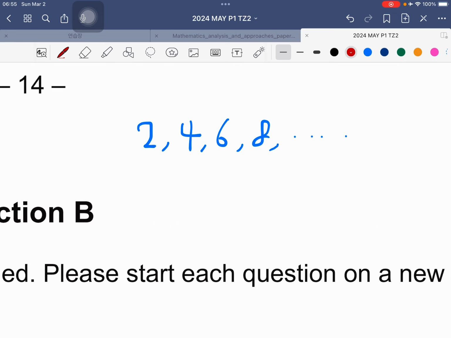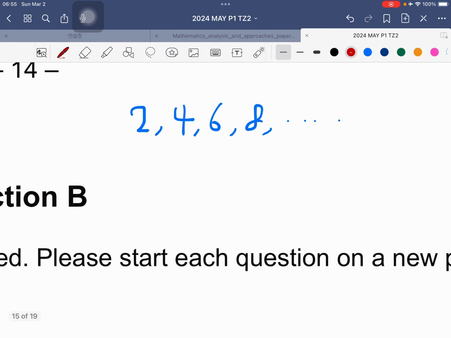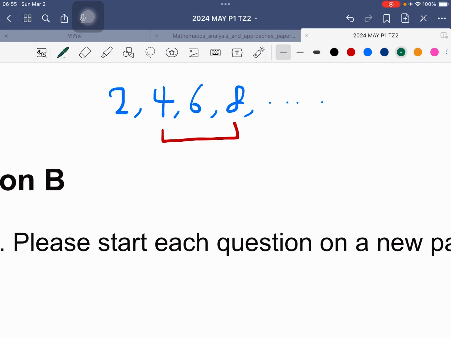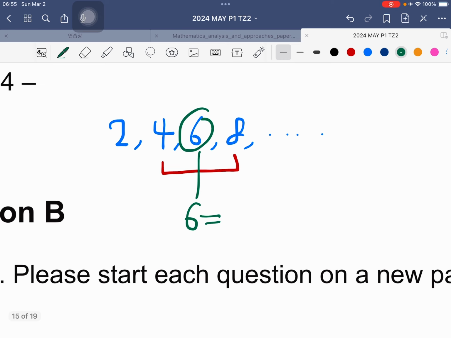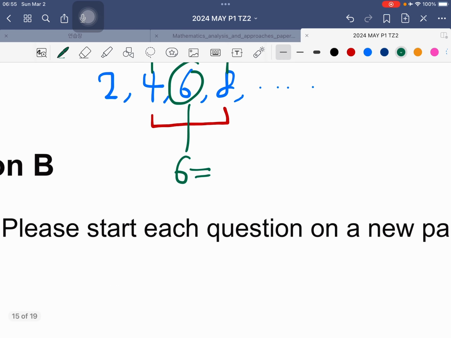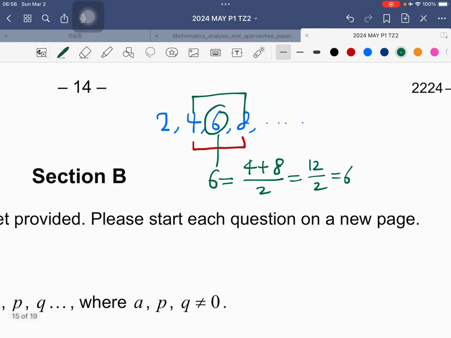What I mean is, if you think of any consecutive 3 terms, the second term, for example 6, is always the arithmetic mean between the first and third terms. So 6 is 4 plus 8 divided by 2, which is 12 divided by 2, which is 6. So this kind of rule always applies.